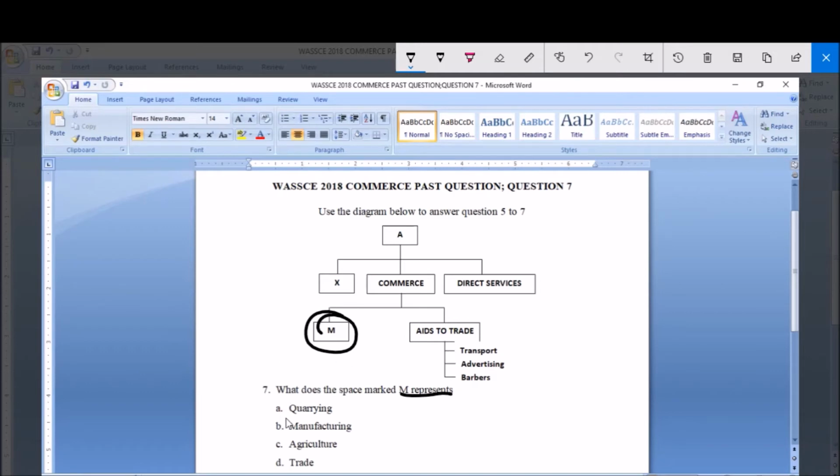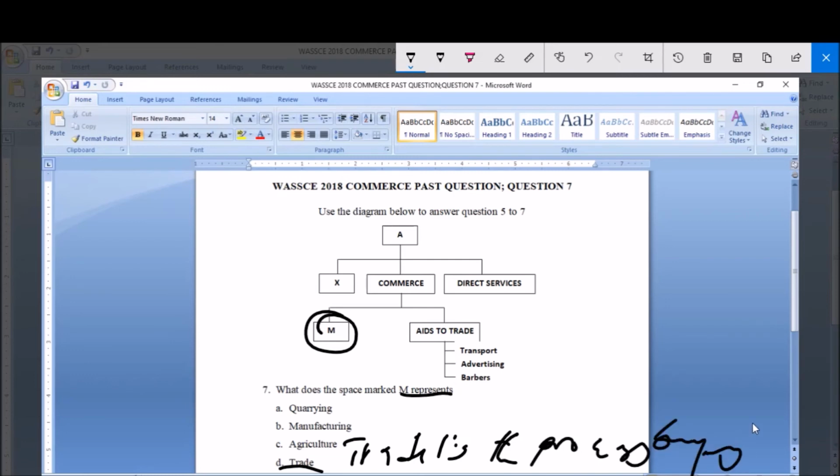So the options are: A, quarry; B, manufacturing; C, agriculture; D, trade. The correct option here is option D, which is trade, because trade is the process of buying and selling of goods, and so on and so forth, or services.